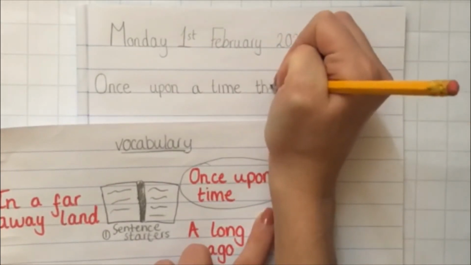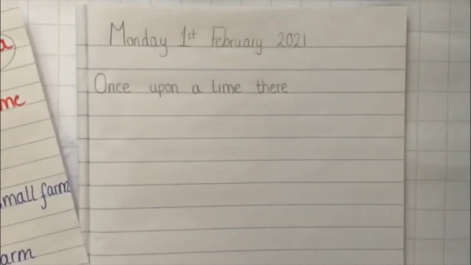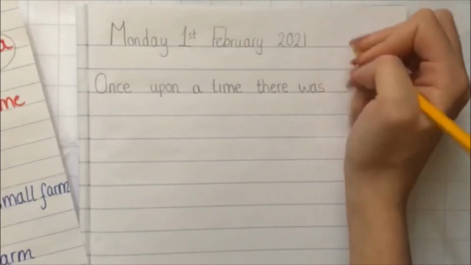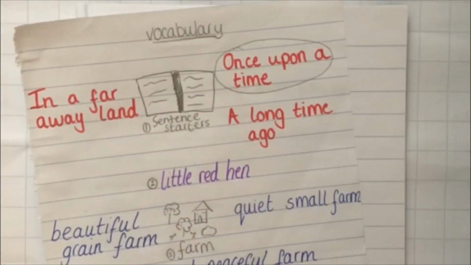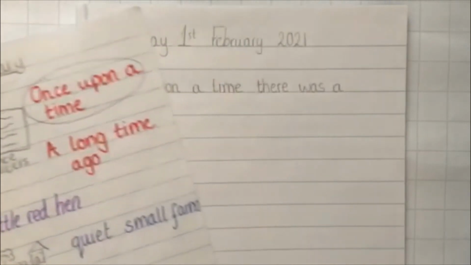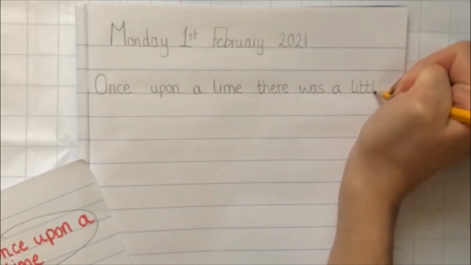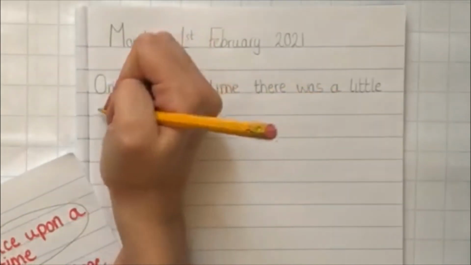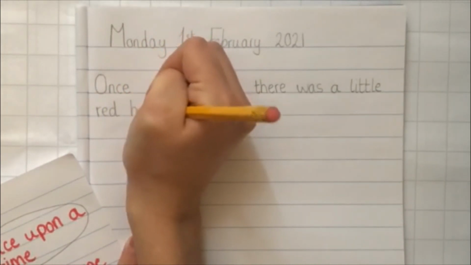There was. Now was is a tricky red word. We need to know the spelling to this because we can't sound it out. Was. There was a. What character is living there? My little red hen. I've got my spelling here of little, red and hen, which I can copy. Little. Now when you finish the line, you go on to the next line. There was a little red hen.